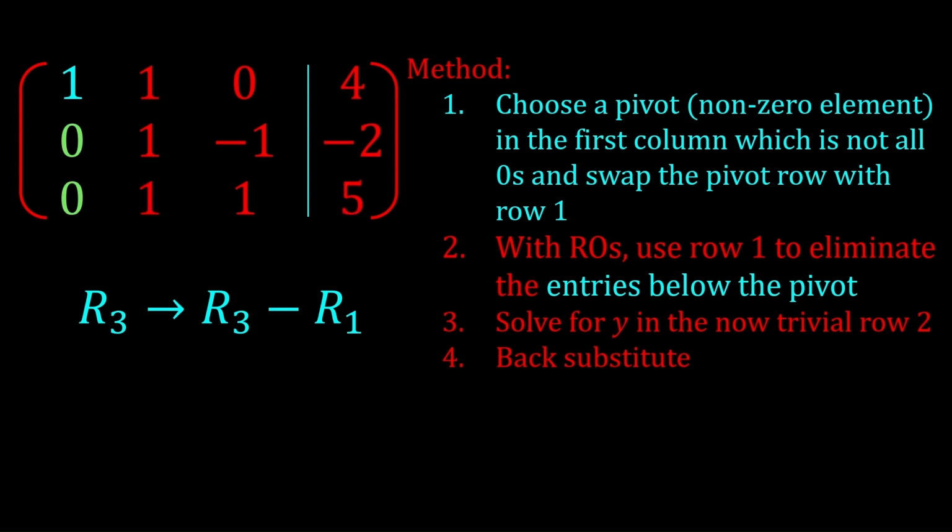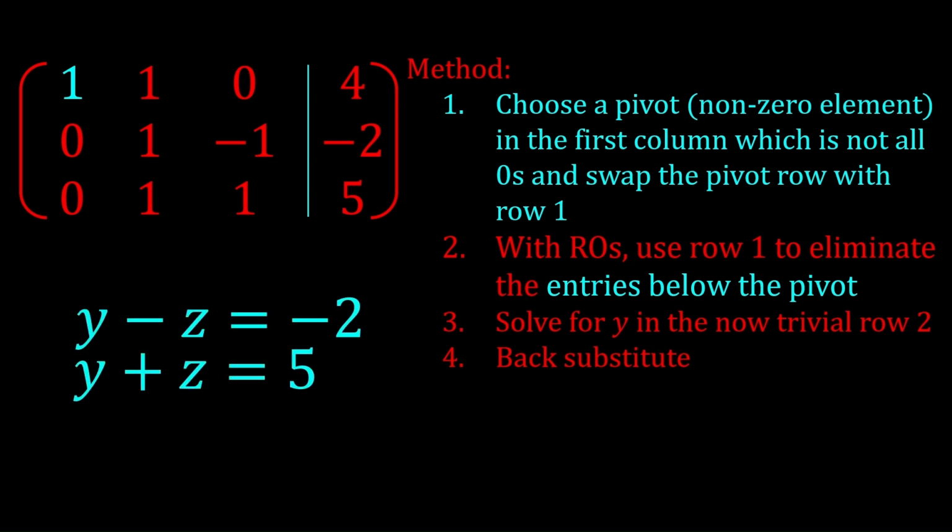Now step 3 needs to be changed, right? Solve for y in the now trivial row 2. Well, row 2 is not trivial. But it is simpler because we've removed a variable. In fact, row 2 and 3 together, they make a 2x2 system. So we've basically reduced our much larger problem to a smaller sub-problem. What if we now use our algorithm on this sub-matrix, which is smaller, right?